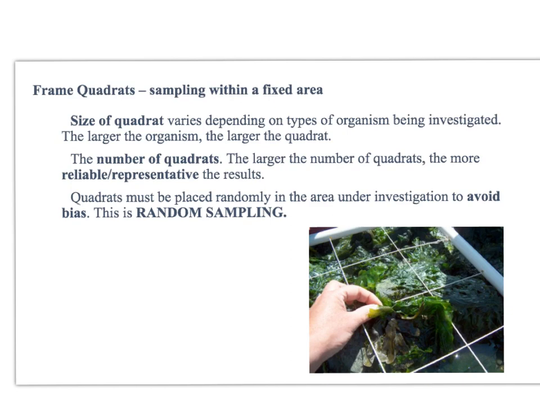So one technique you can use is frame quadrats. They might be what you're more used to using at school. We'll use them for required practical 12 as well. You can get different size quadrats. Some can be very small, some can be very large, and it depends on the type of organism you're investigating. Also the number of quadrats as well. If you've got larger quadrats, also a larger number of quadrats, it makes the results more representative and more reliable. And also you can use random sampling to avoid bias, although you can use frame quadrats with a systematic sample as well, which we'll look at later.